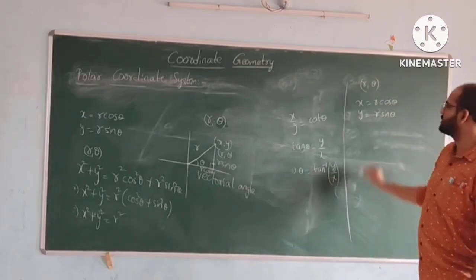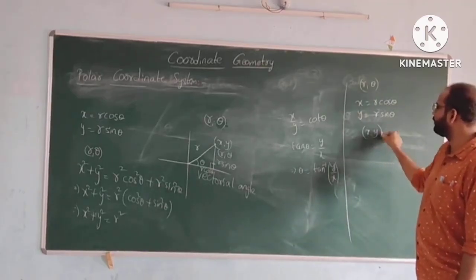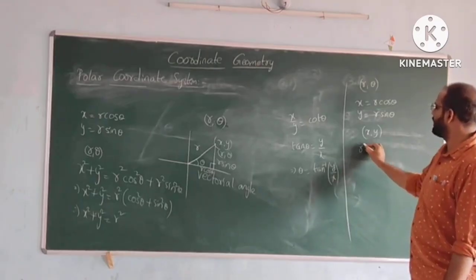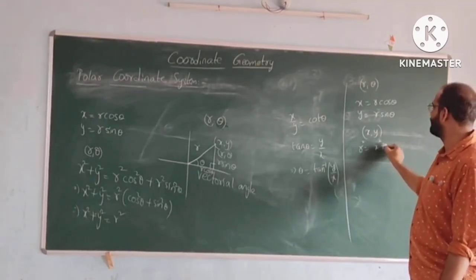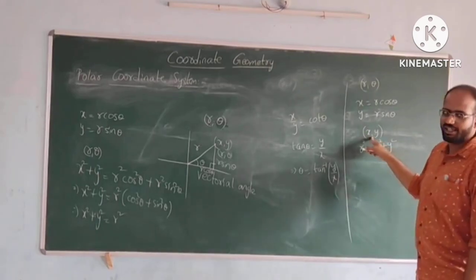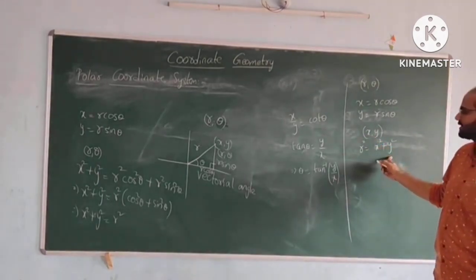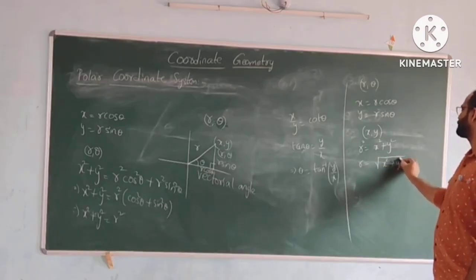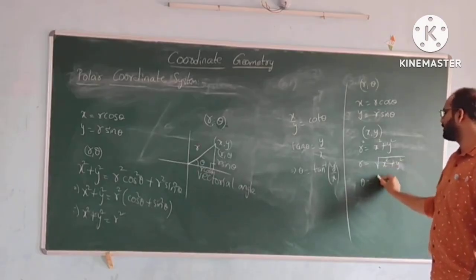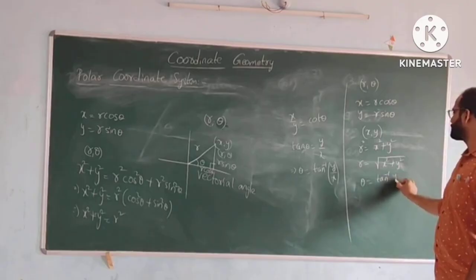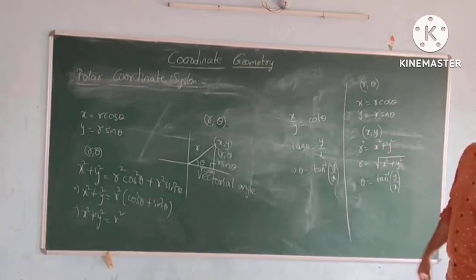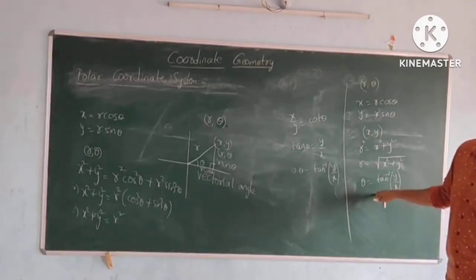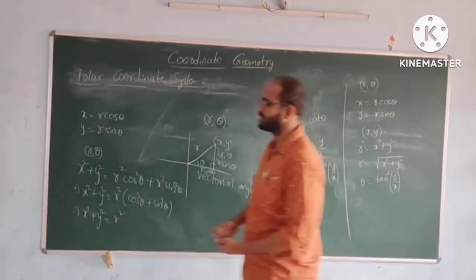The second type of problem is where x and y are given, and we want to find r and theta. What is r? We know r square equals x square plus y square. As x and y are given, you can find x square and y square, then you can sum them. So r equals root over x square plus y square. What is the formula for theta? Theta equals tan inverse y by x. As x and y values are given, you can find y by x and then the tan inverse of it. So this is about the polar coordinate system.